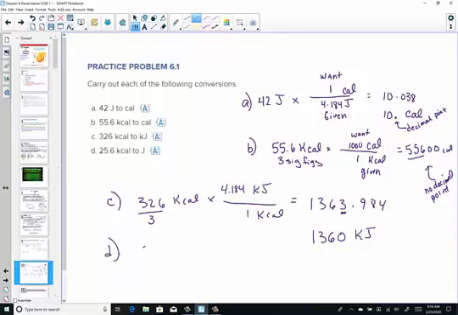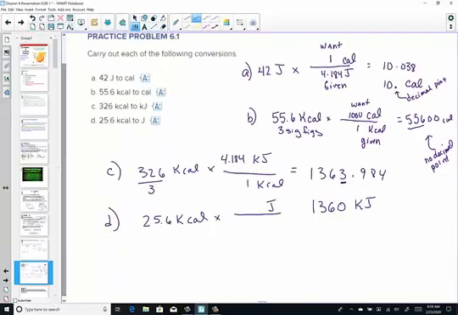Letter D, 25.6 kcals times, let's see, we want joules. So this is a good one. We need actually 2 conversions, don't we? Because our conversion says a kcal to a kJ, I can get there. And so I have to give myself a little more room. So let me just rewrite that answer. Yeah, this will work for us. We want kcals.